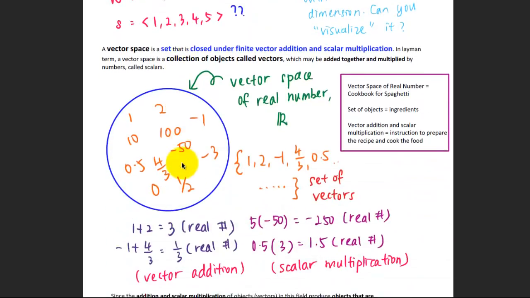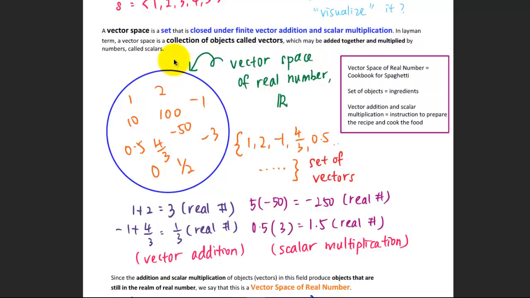Now let us look at what a vector space is. A vector space is a set that is closed under finite vector addition and scalar multiplication. In layman's terms, a vector space is a collection of objects called vectors, which may be added together or multiplied by numbers called scalars. So this collection of objects must fulfill these conditions, being added together and multiplied by numbers, before this collection of objects can be called a vector space.